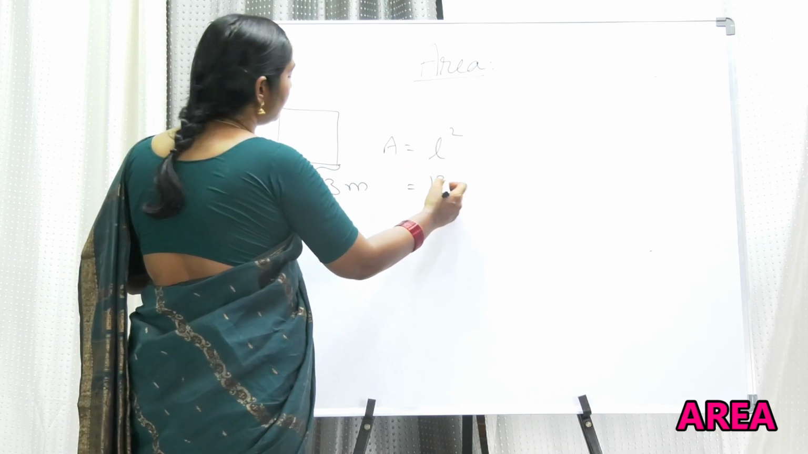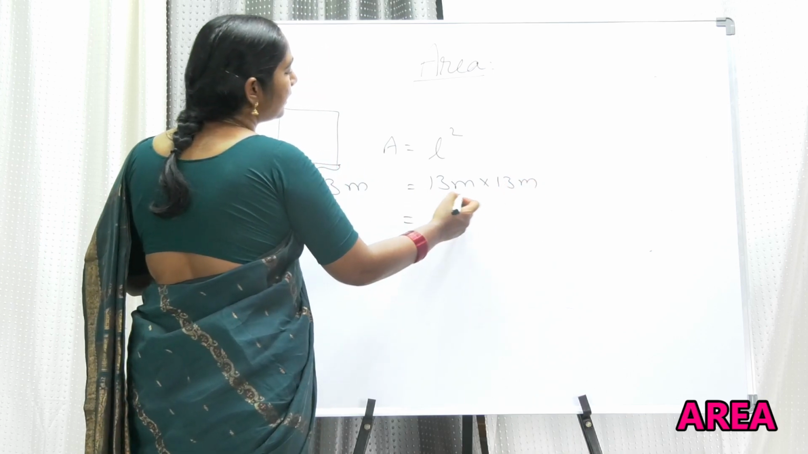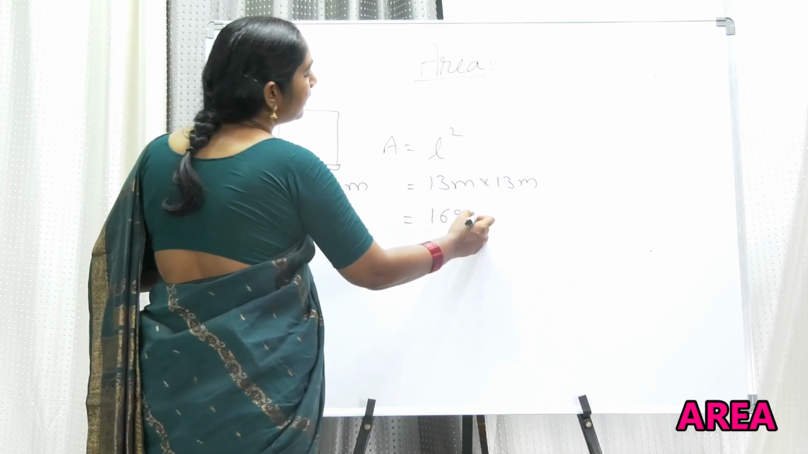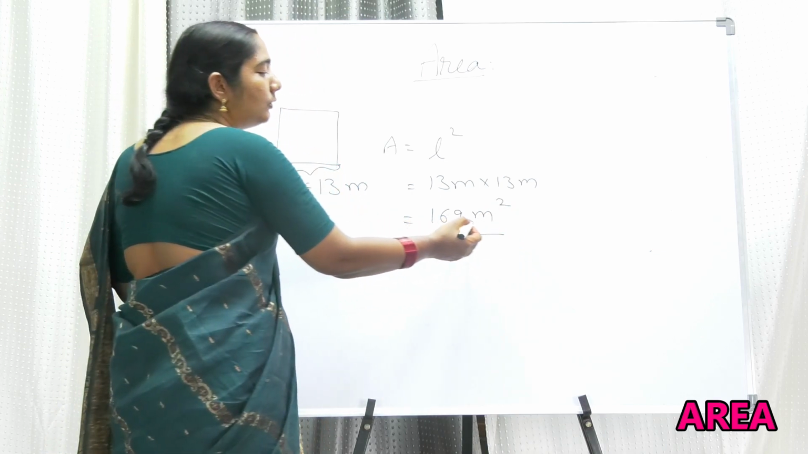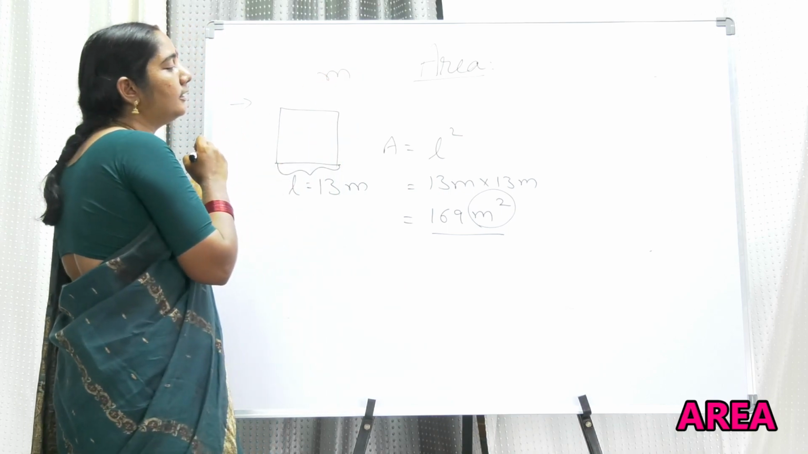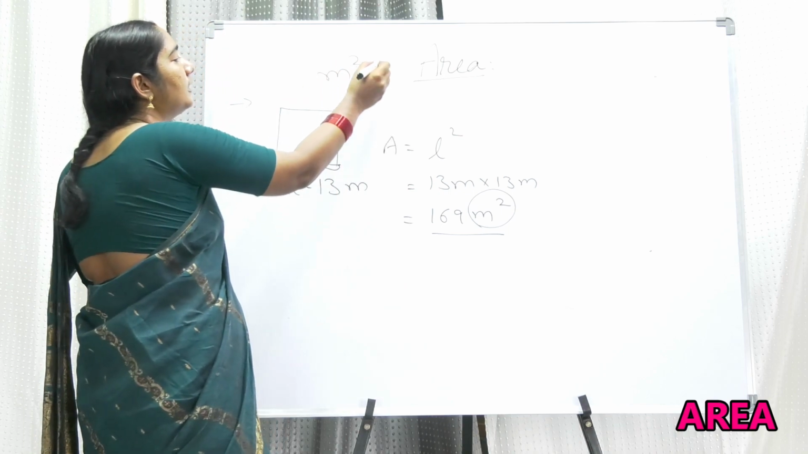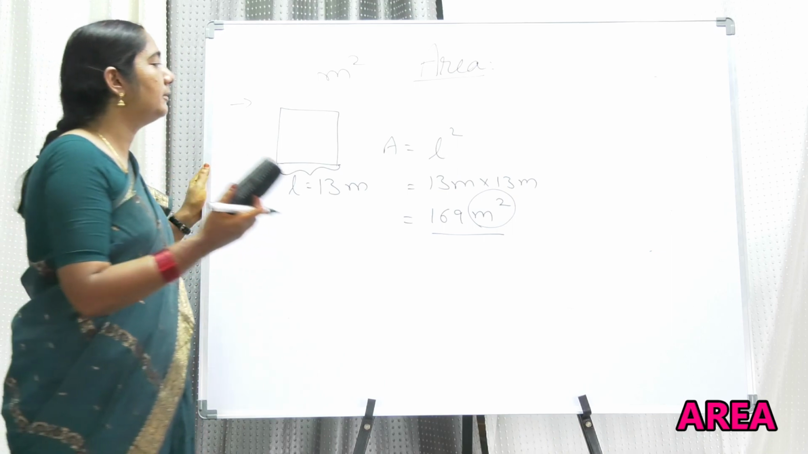That is 13 meters into 13 meters. My dear friends, 13 into 13, 169. Meter into meter is meter square. So please, units are very important. Don't write meter for the area. The unit of area is not meter, it is meter into meter, meter square. Units are very important. Madam, next problem.